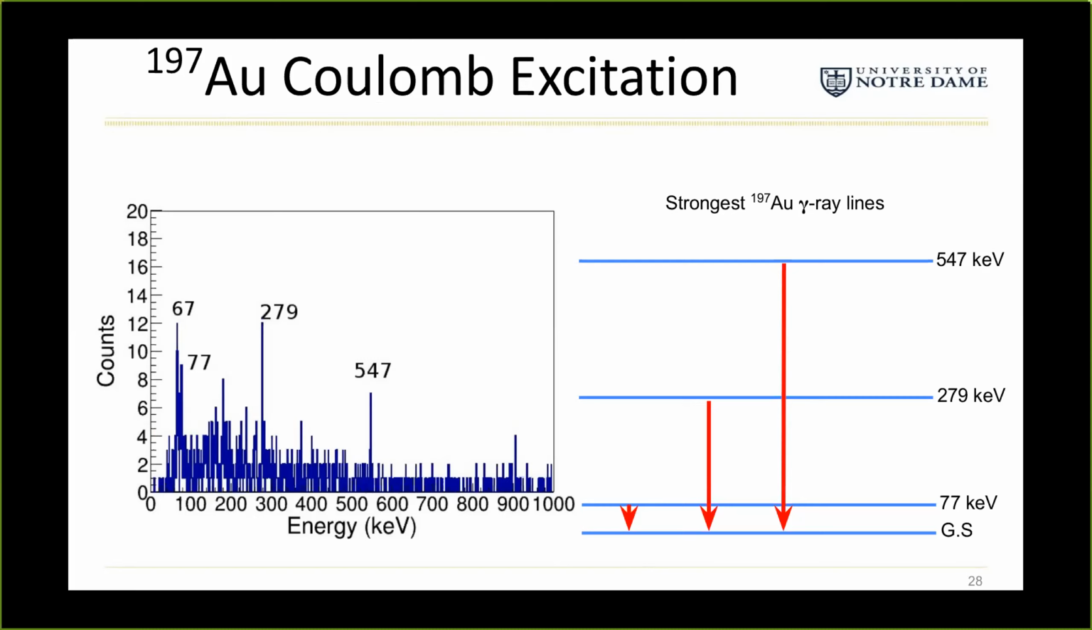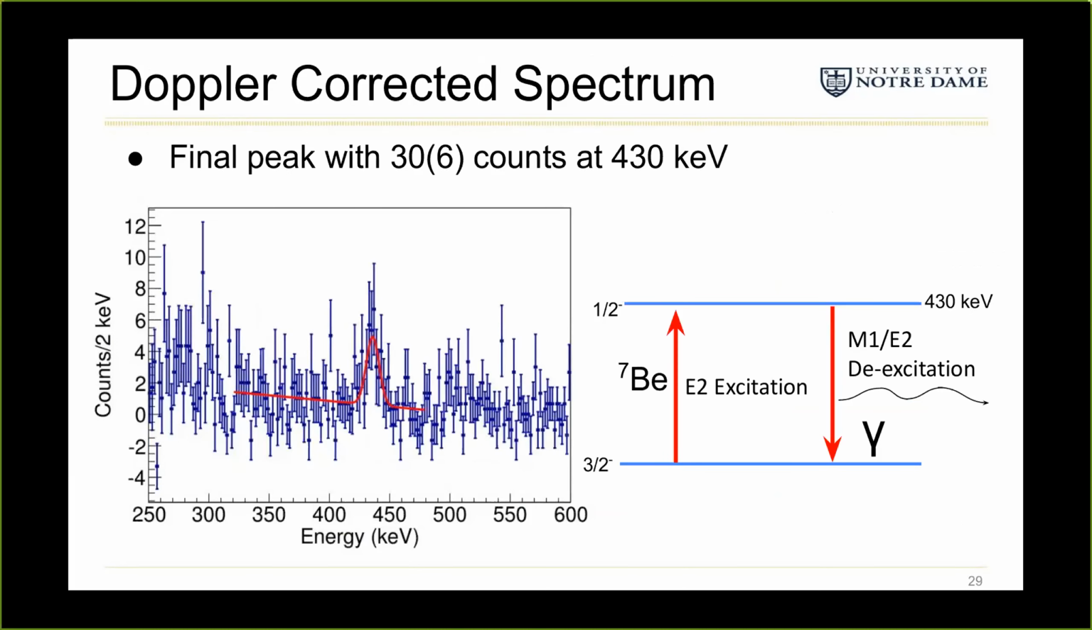So all of the gamma rays emitted are going to be Doppler shifted. We would need to do a Doppler correction. In the process of this analysis, I did perform a Doppler correction, and we see our final peak positioned here. This peak is our beryllium-7 BE2 peak, and it is at the energy we expect. It's at 430 keV, so we know this is the correct gamma ray. And we have a final peak with 30 counts plus or minus 6.